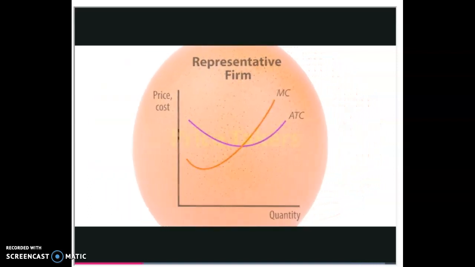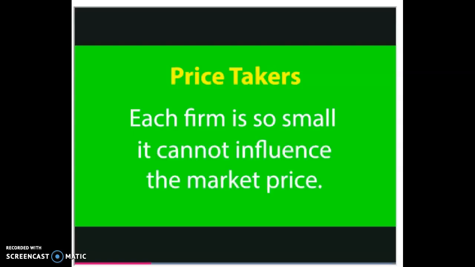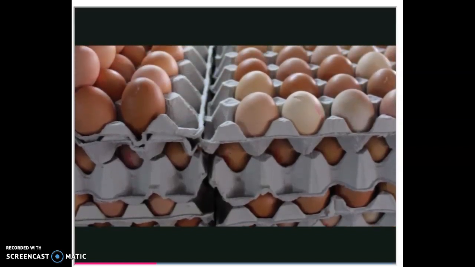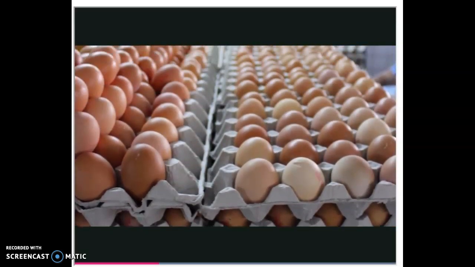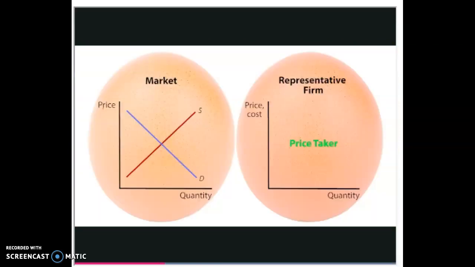Perfectly competitive firms are price takers, meaning each firm is so small relative to the market that it cannot influence the market price. If one egg seller tried to charge more than the market price for eggs, consumers would buy their eggs at a lower price from one of the many competitors. Because these firms are price takers, the demand curve for each firm is a horizontal line at the market price. They can sell all that they want at that price, they just can't raise their price.